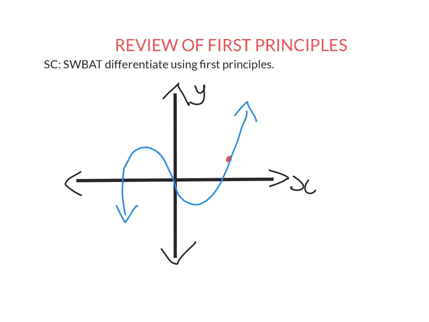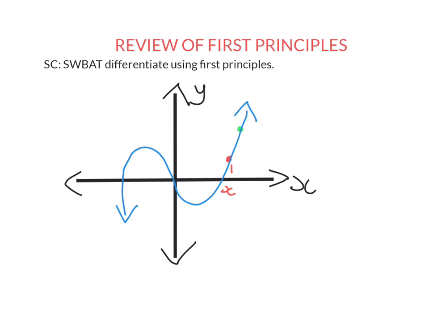So let's say I want to calculate the gradient at this point here. I'm just going to call x the x value of this point. What I actually need to do is place a second point on this curve and calculate the gradient of the line that passes through those 2 points. So let's make the second point here.